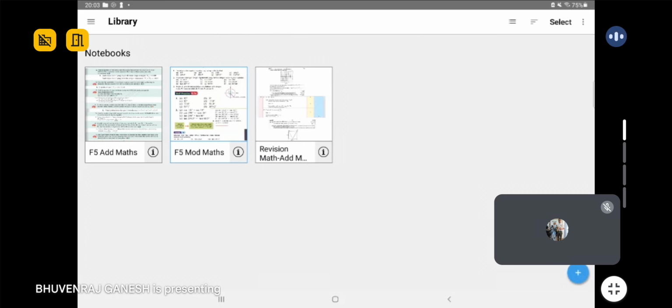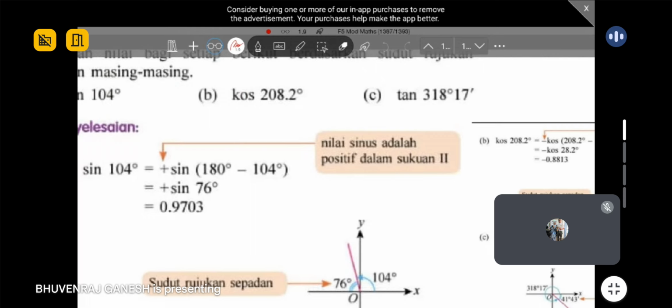Okay. Is it better now? Lebih bagus sekarang? Okay. Should be okay lah. Alright. So, are you all ready, guys, to start? Sedia? Can comment a bit.